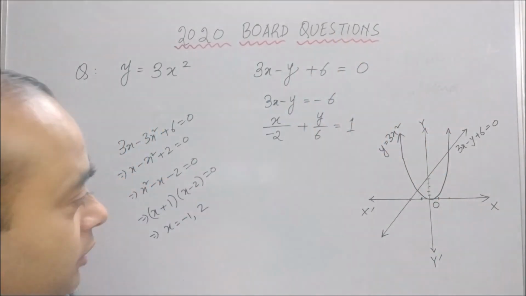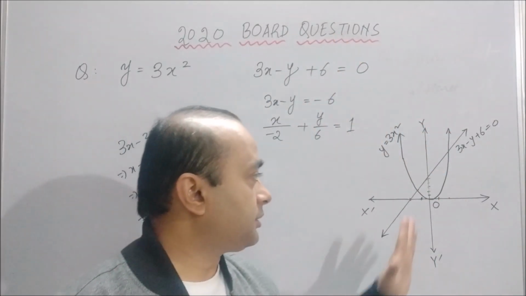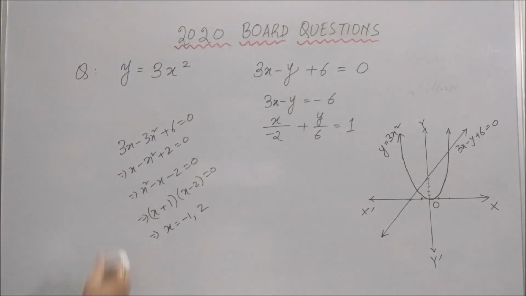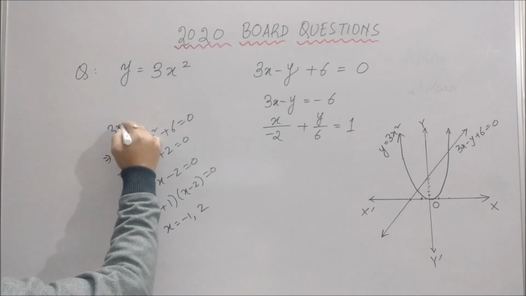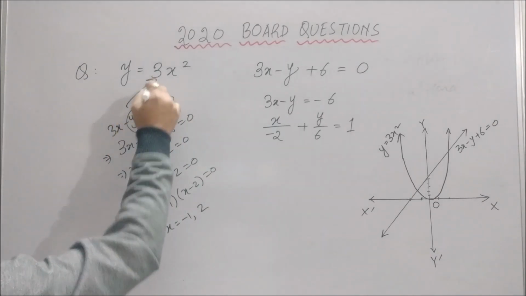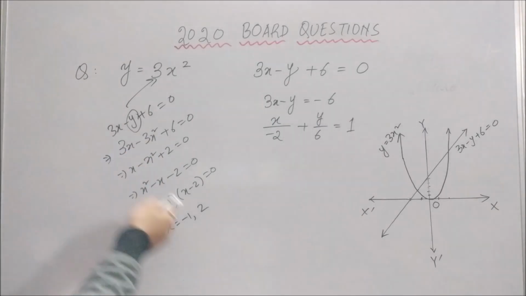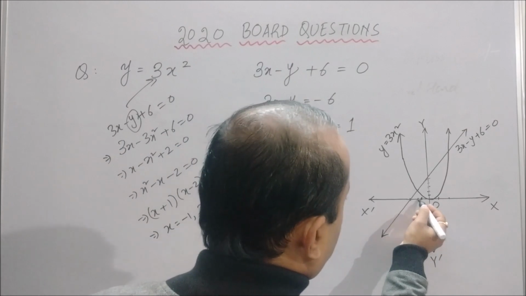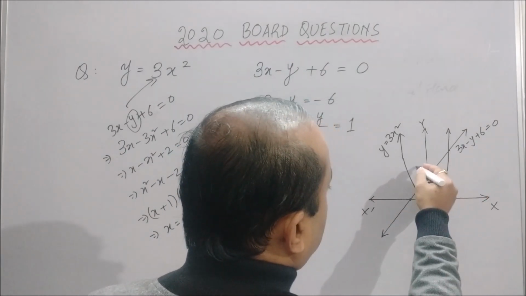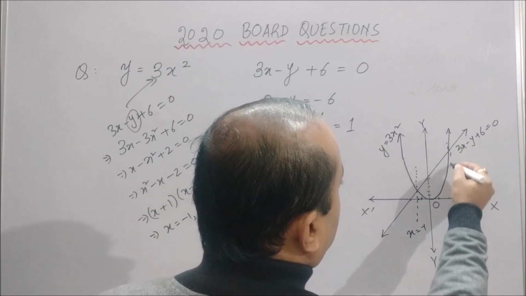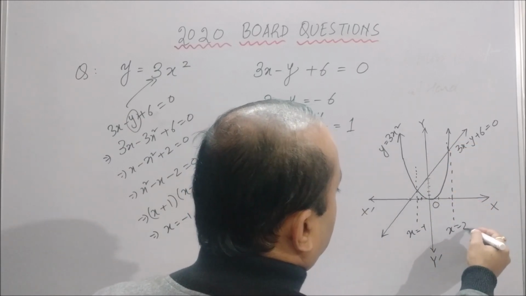And also you have to decide at what points the straight line will intersect with the parabola. For that, the equation of the straight line was 3x minus y plus 6 equal to 0. In place of y, I have substituted 3x square, and I got the values of x as minus 1 and 2. Here minus 1, here it is 2. So this ordinate is basically x equal to minus 1, and this ordinate is x equal to 2.